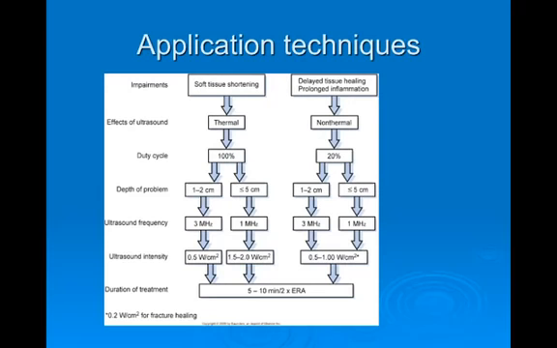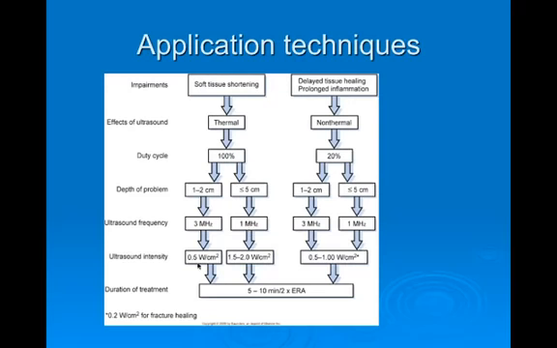All right, so I keep using this slide because it pretty much tells you everything you need about application of ultrasound. If we go through this a little bit and look at each side of the chart here, if we're looking at soft tissue shortening and we want to get a thermal effect, our duty cycle is going to be 100. If our depth is shallow, we're using 3. If our depth is deeper but less than 5 centimeters, we're using 1. And our intensity is listed there.